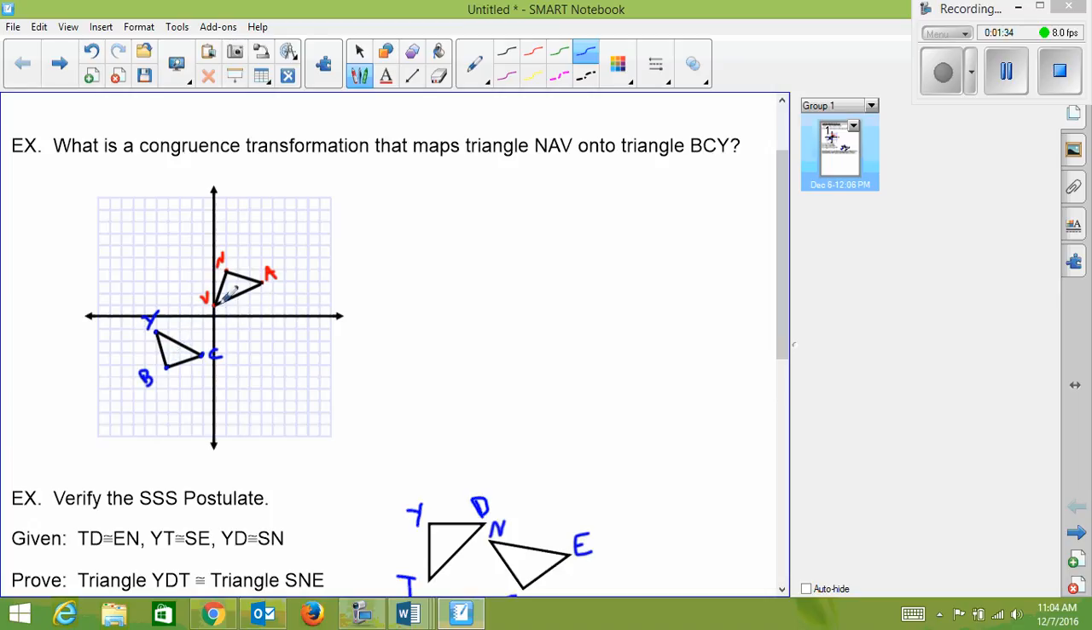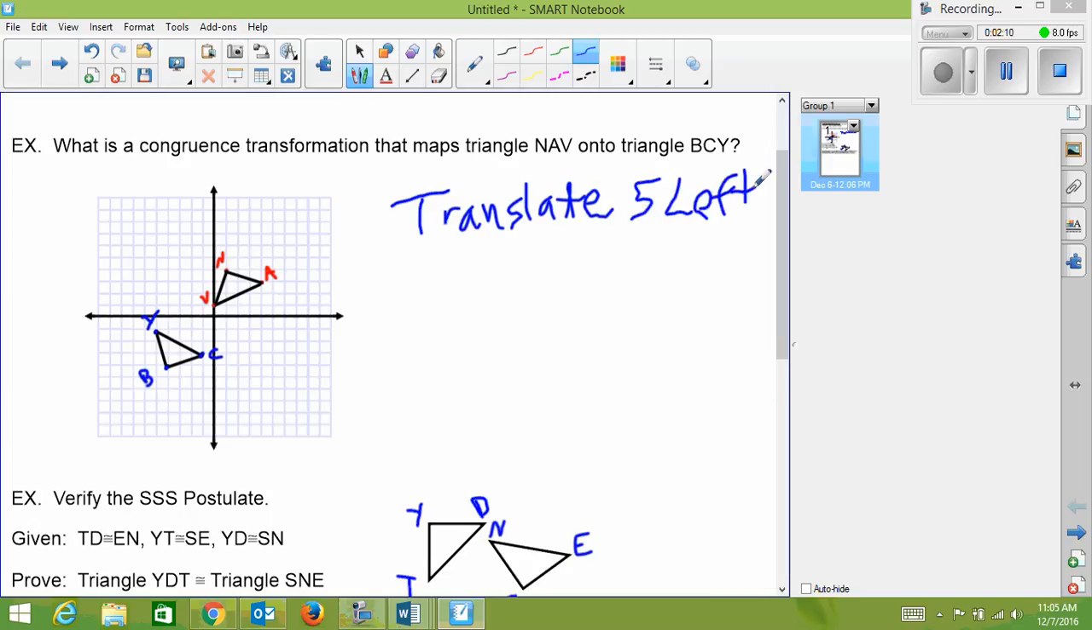I would say it obviously has to go left. Look at N, how far is B left of it? 1, 2, 3, 4, 5. Are V and Y 5 apart? 1, 2, 3, 4, 5. They are. A and C, 1, 2, 3, 4, 5. So then I would say translate 5 left.